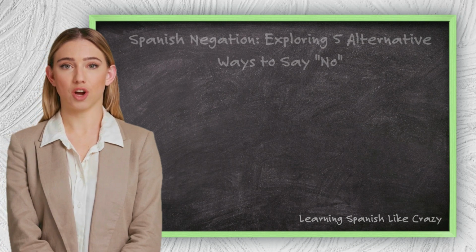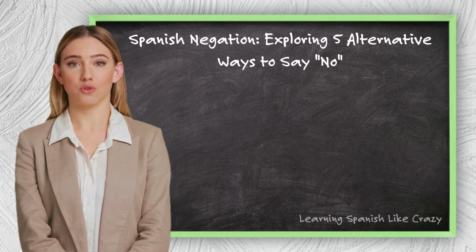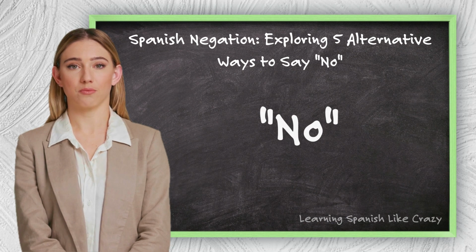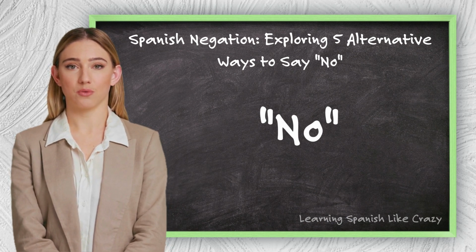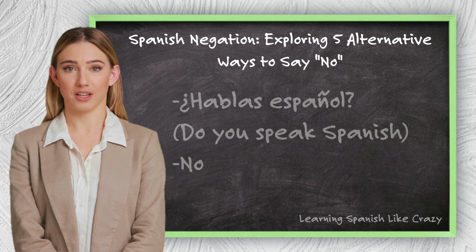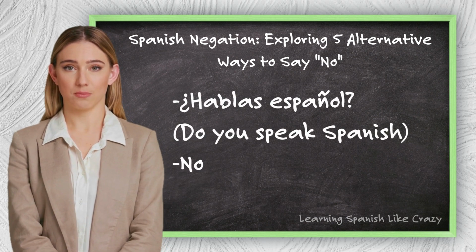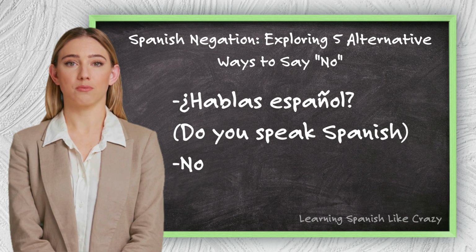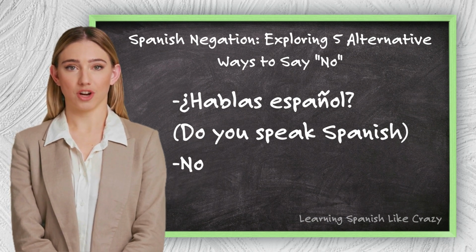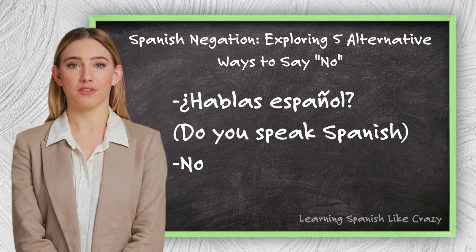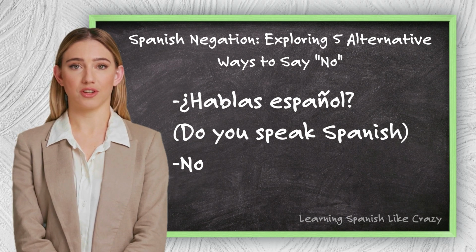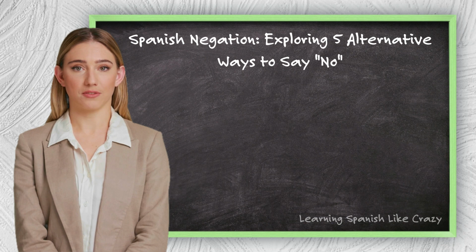The most basic and commonly used way to say no in Spanish is, of course, No. For example, if someone asks if you speak Spanish, as in, ¿Hablas español? you can simply respond with No. to indicate that you do not speak Spanish. This concise and direct answer leaves no room for confusion. With just a single word, you can convey your lack of proficiency or understanding. So, remember to keep the Spanish word for no in your linguistic toolbox for all your negation needs.